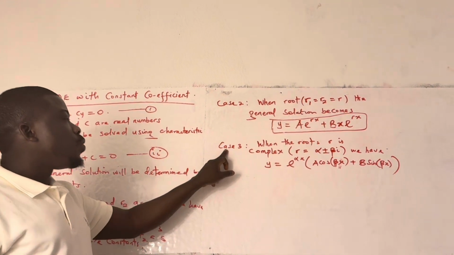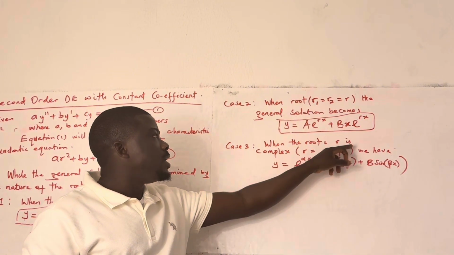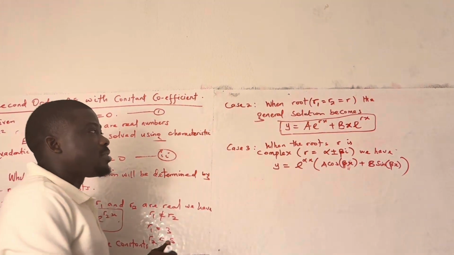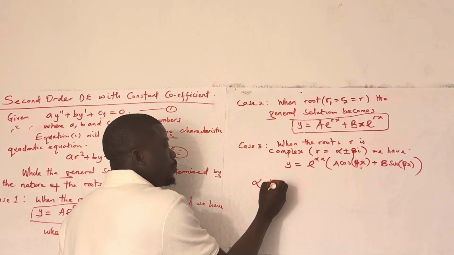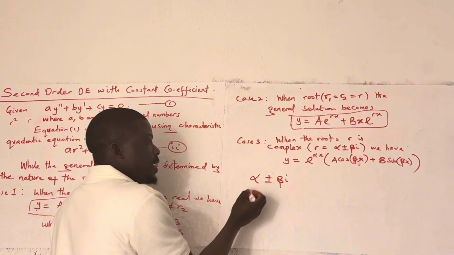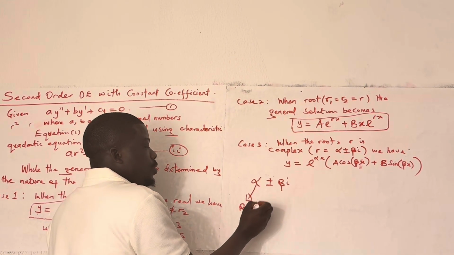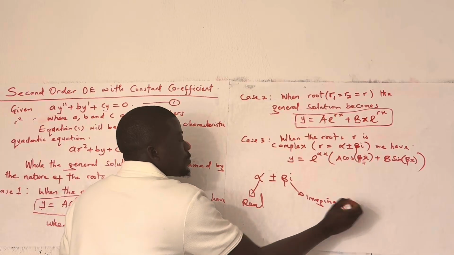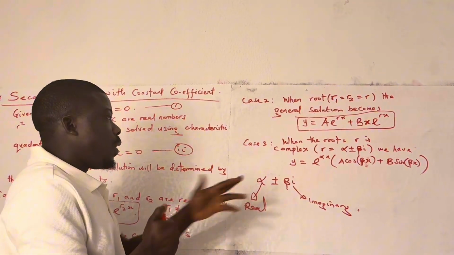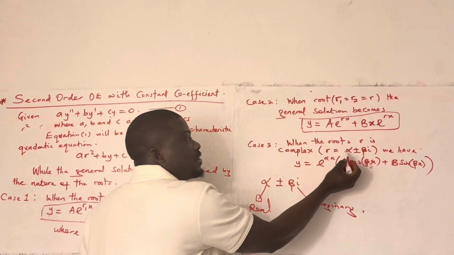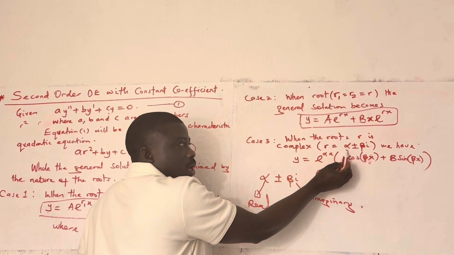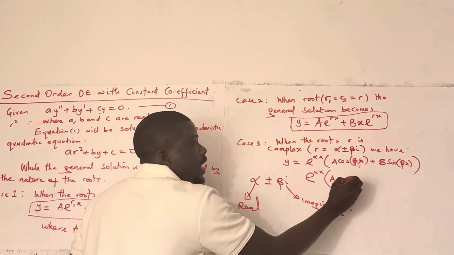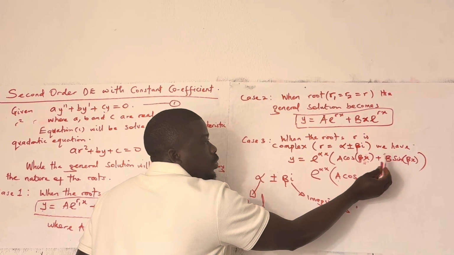And for case 3, we have when the roots R are a complex conjugate. Now in a complex number, our answer is always of this form, where we have alpha plus or minus beta i. Alpha is real, while beta i is imaginary. So when we have a complex conjugate, our general solution will be in this form, where we have exponential alpha s, then A, where A is constant, and we have cos beta s plus B sine beta s.